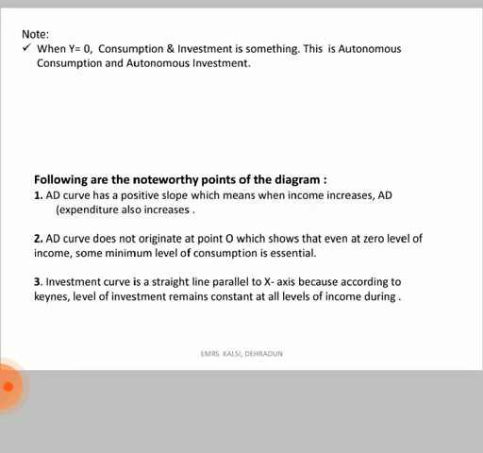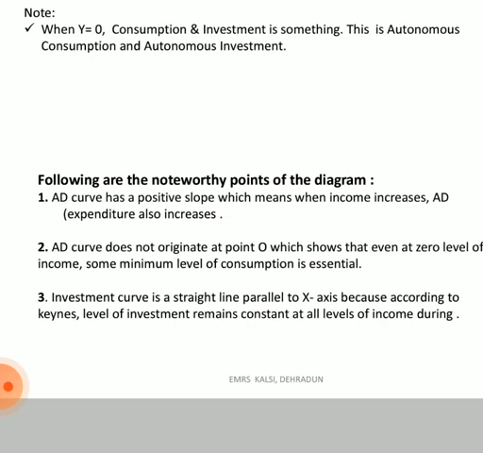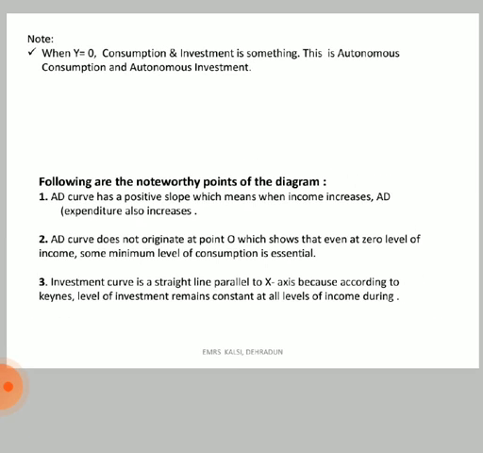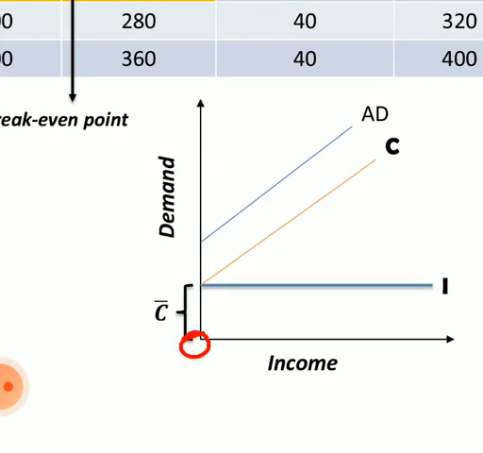Here there are a few points which you can mention if it comes in 5 marks. The AD curve has a positive slope, which means when income increases, AD also increases. Why does AD have a positive slope? Because as the income increases, the demand also increases. The AD curve does not originate from point O. Where is the point O? Here you can mention point O, or point 0, zero level of income, y axis, x axis.